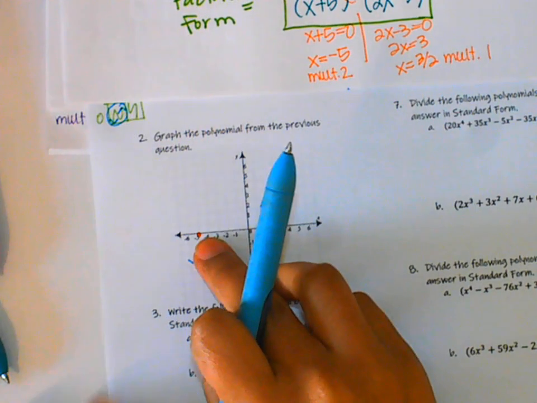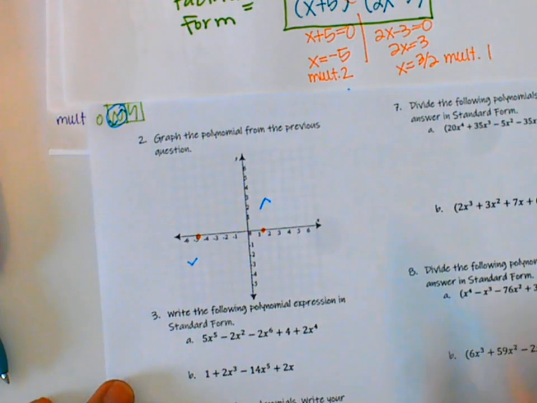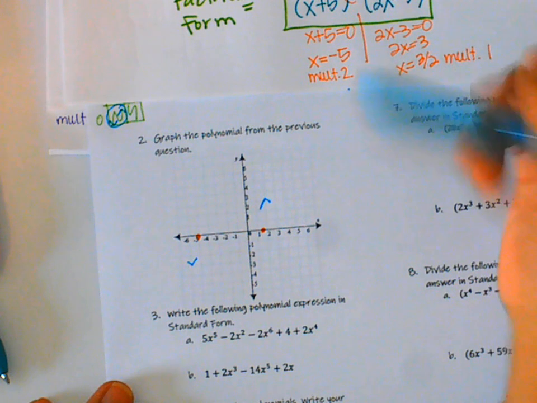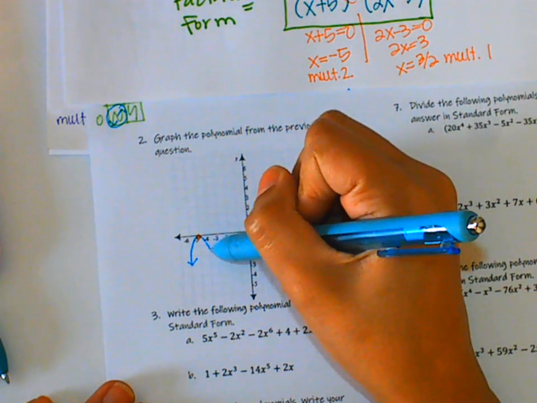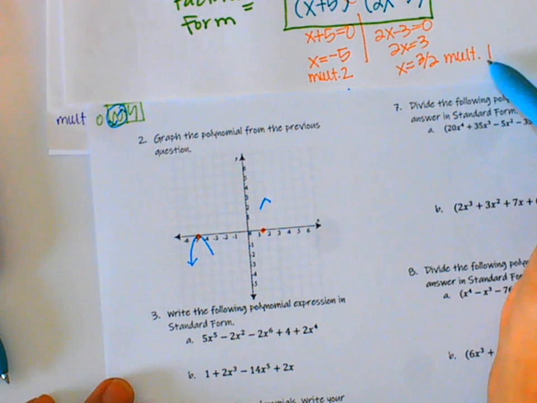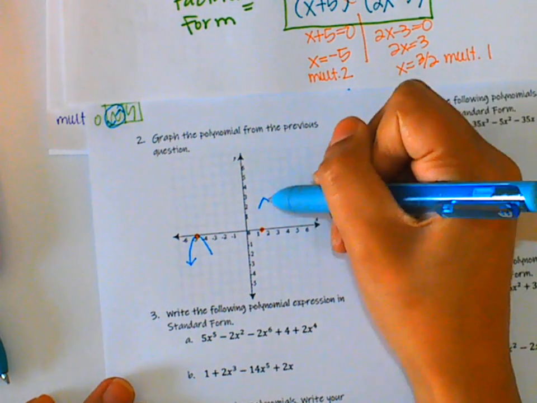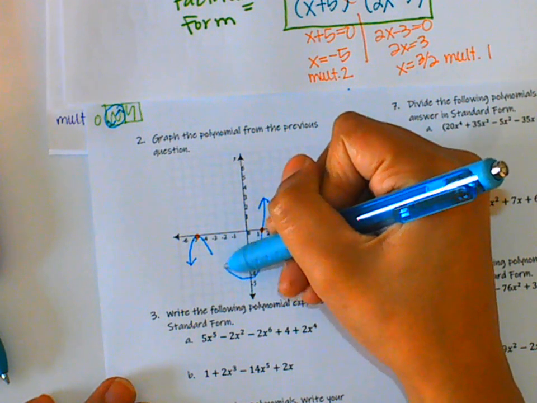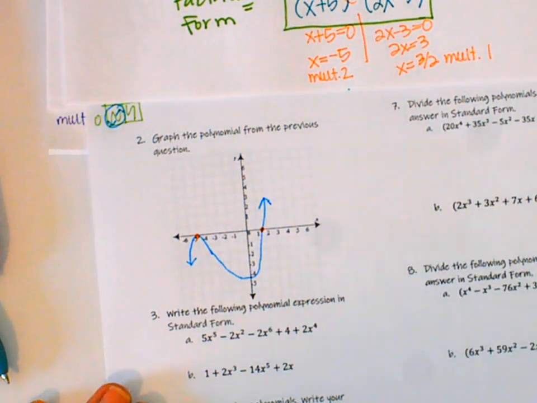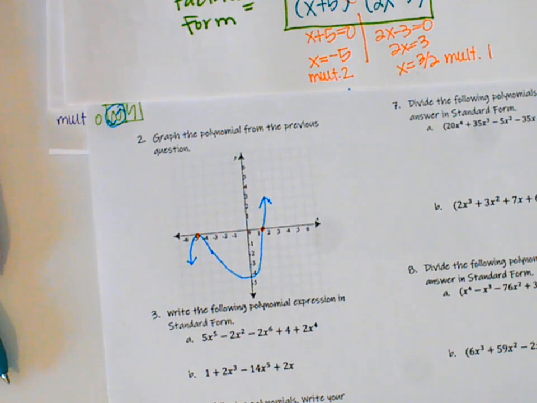At this point, it's going to have a bounce back. It's going to look like a parabola because of the multiplicity 2. So I'm going to go here, and then I'm going to bounce back. Since the 3 over 2 is multiplicity 1, that one will go straight through. So I can just do it like that. And that becomes my graph.